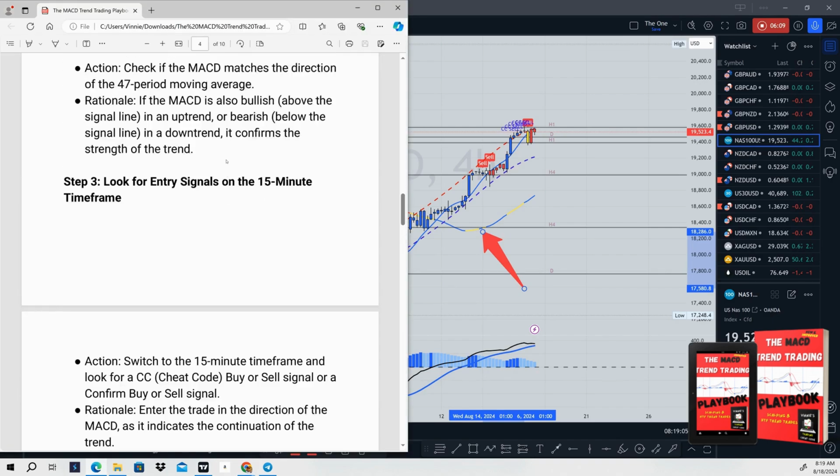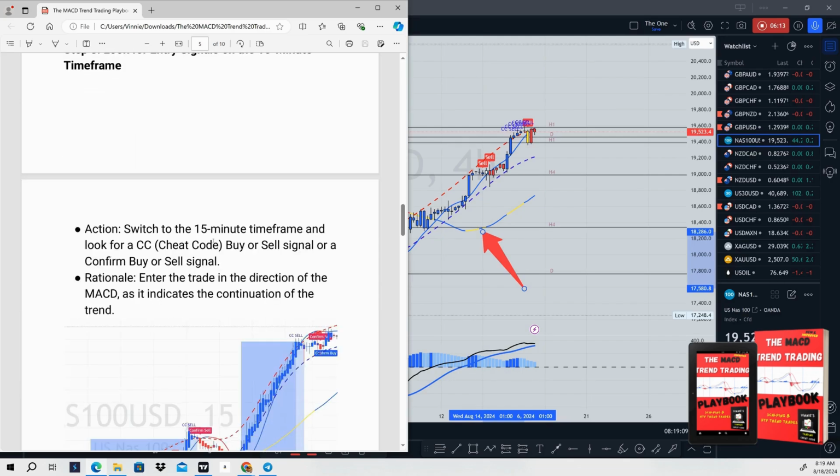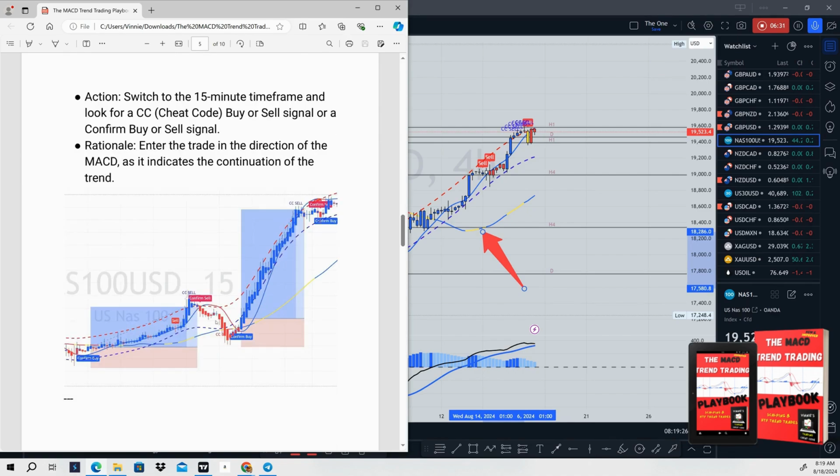Step 3, look for entry signals on the 15-minute time frame. So switch to the 15-minute time frame and look for a cheat code buy or sell signal, or confirm buy or sell signal into the trade in the direction of the MACD, as it indicates the continuation of the trend. Okay, and I give an example here of that.